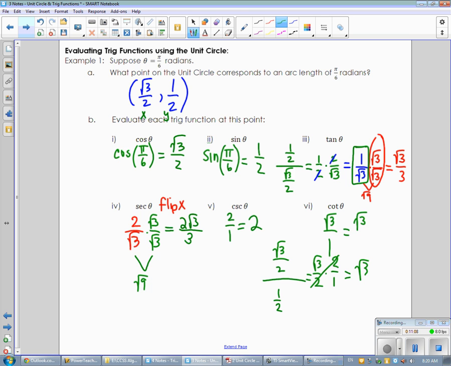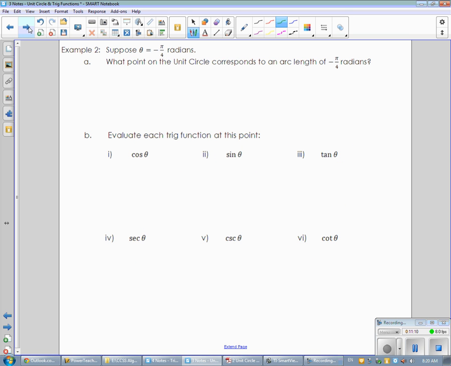Let's take a look at another example. This time we're looking at theta is equal to negative pi over 4.